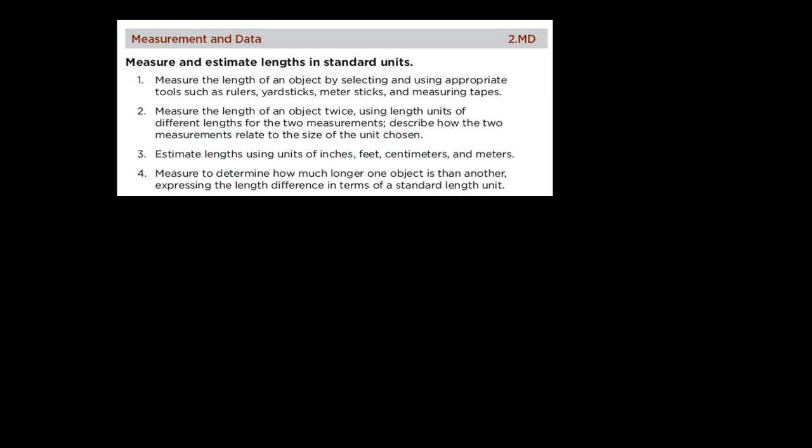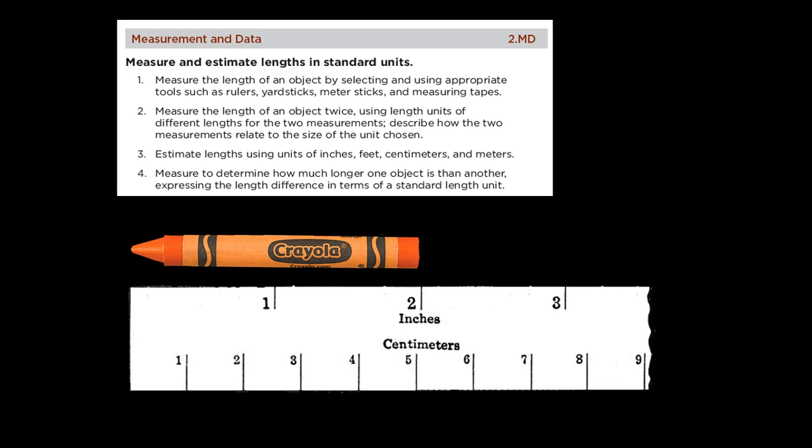In second grade, students are asked to measure using some customary units of measurement like inches or feet or centimeters. And they're also asked to look at the same object and measure that object using different units of measurement and explain why these units of measurement result in different values for the length of the object.